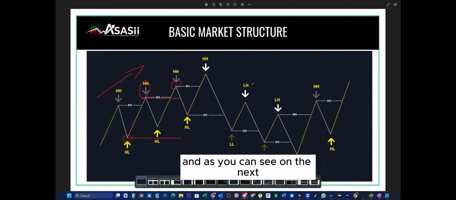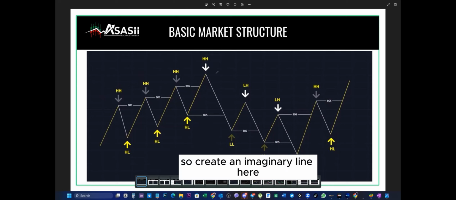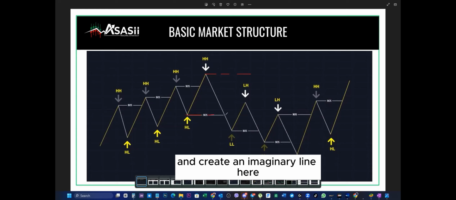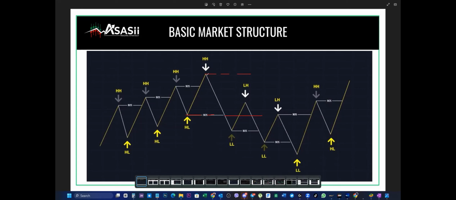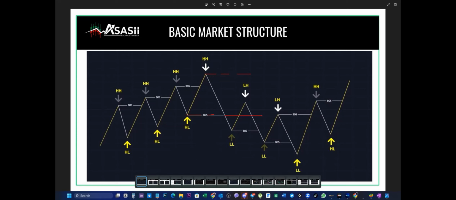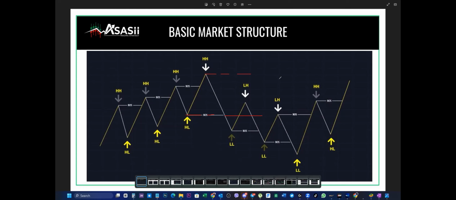And as you can see on the next part of the diagram, create an imaginary line here and create an imaginary line here. Think that this scenario is not yet seen. Ano ba yung na-break niya dito? High or low? The higher high or higher low? In this scenario, nag-change na tayo ng market structure or trend. We have a change of trend.